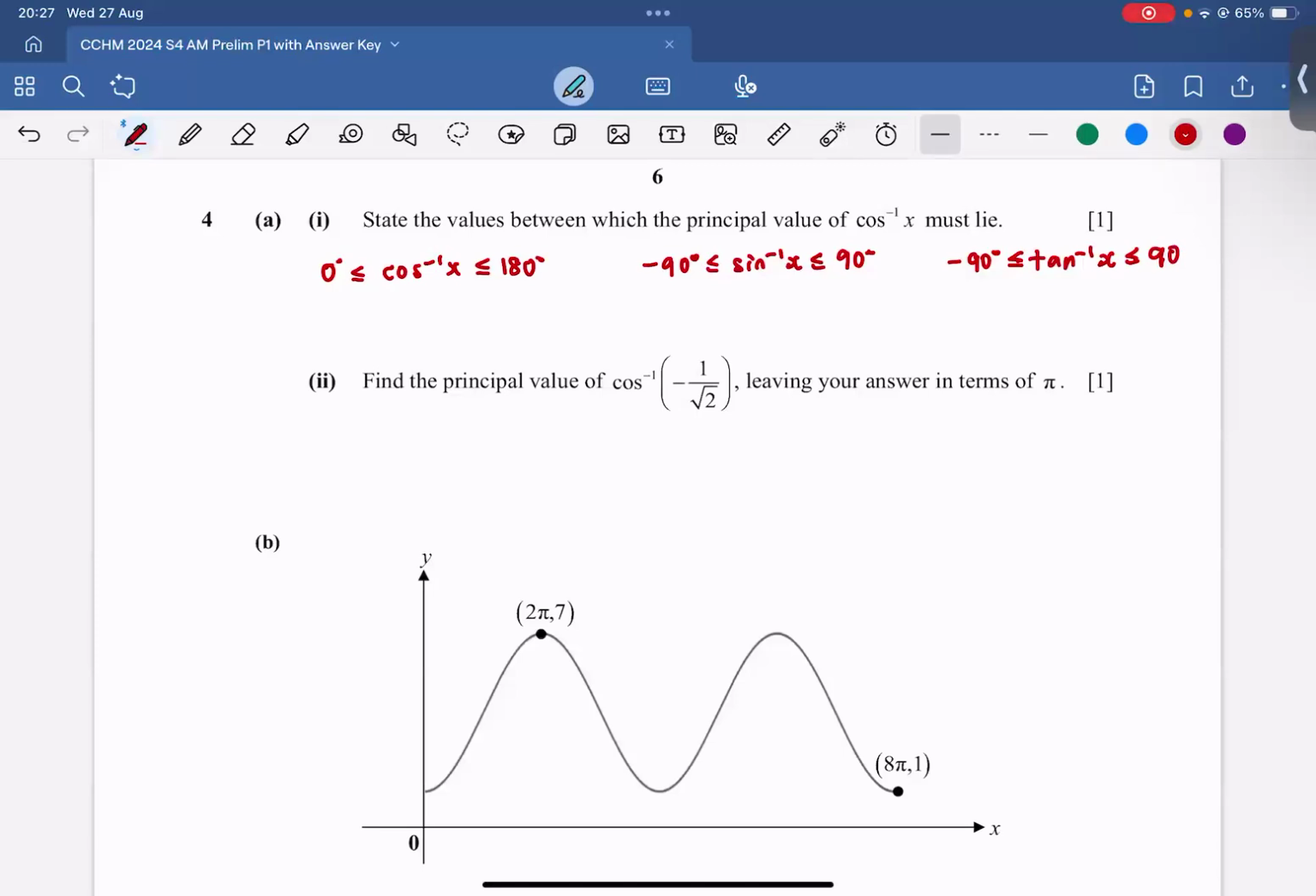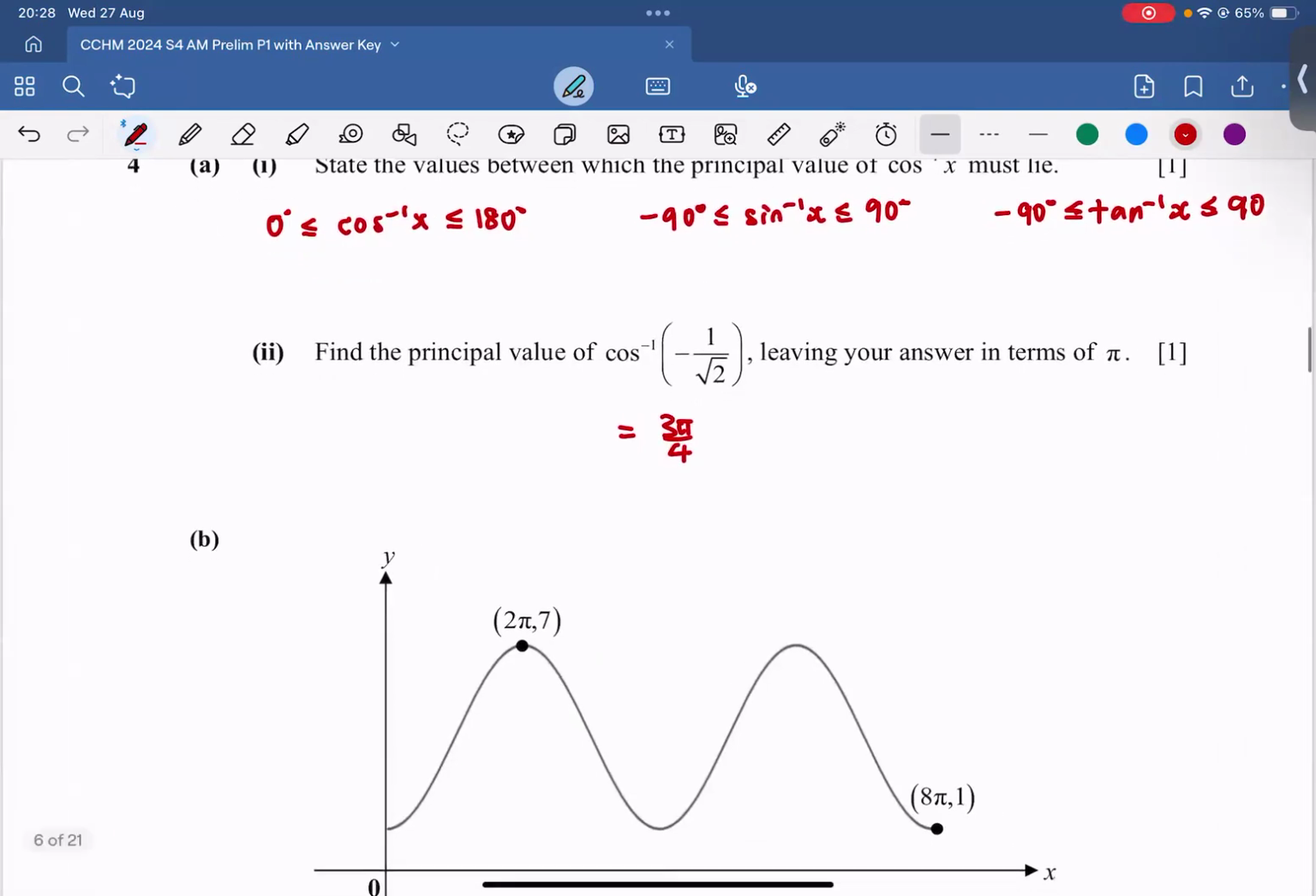Okay, next part, find the principal value of this. So you just key into your calculator. This is actually just equals to 3 pi/4. Okay, you can key in degree, then change to radian also can. Okay, next part.